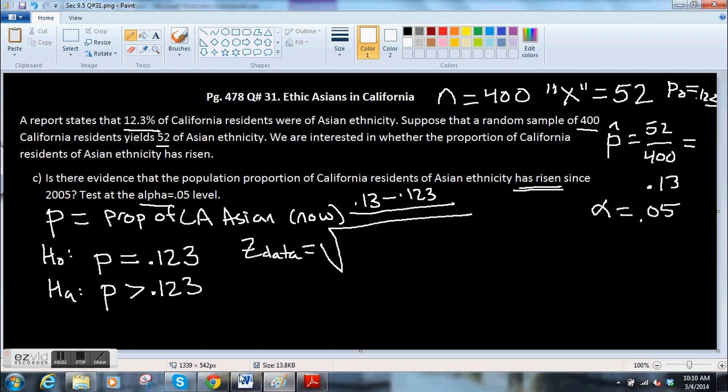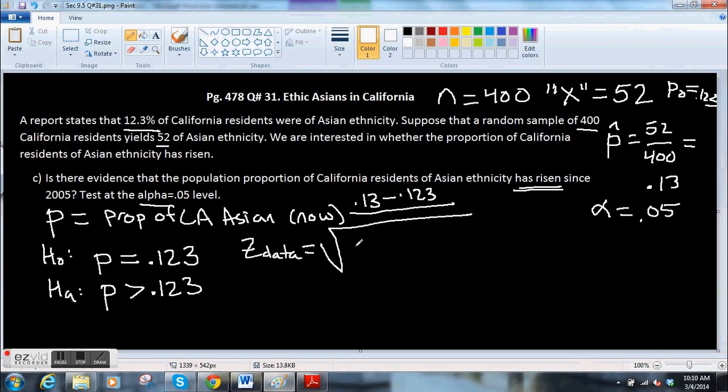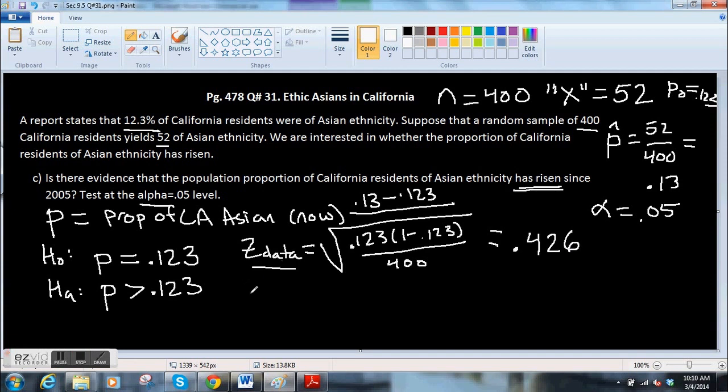0.123, all divided by, on the bottom, you'll notice it's p zeros, so you have to be a little careful if you're doing this by hand. So the p0 is 0.123 times 1 minus 0.123, all divided by n, which is 400, which is equal to, when everything is said and done, 0.426. Sorry guys, I will check that. Okay, so there's your Z data.